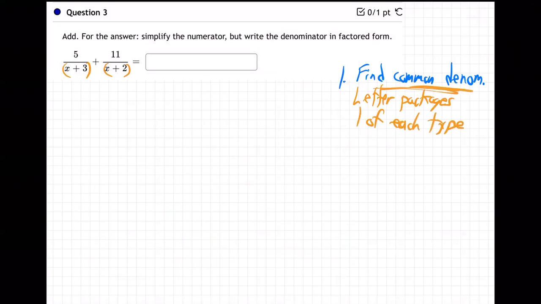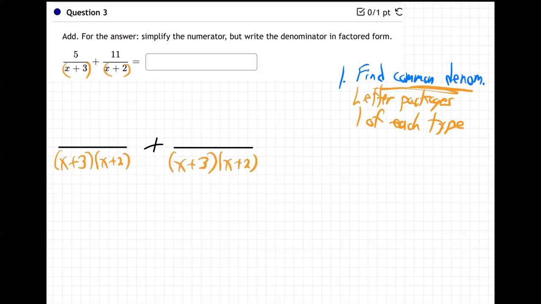So let me bring that on down right here. So we're going to have x plus 3, x plus 2, x plus 3, x plus 2. So see how they both have now the same common denominator.